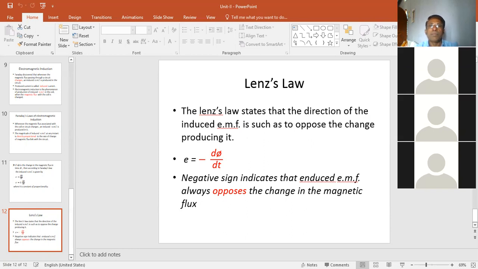So what have we discussed today? We have discussed electromagnetic induction, Faraday's law, and Lenz's law. After that, we have to discuss self-induction. What is self-induction?